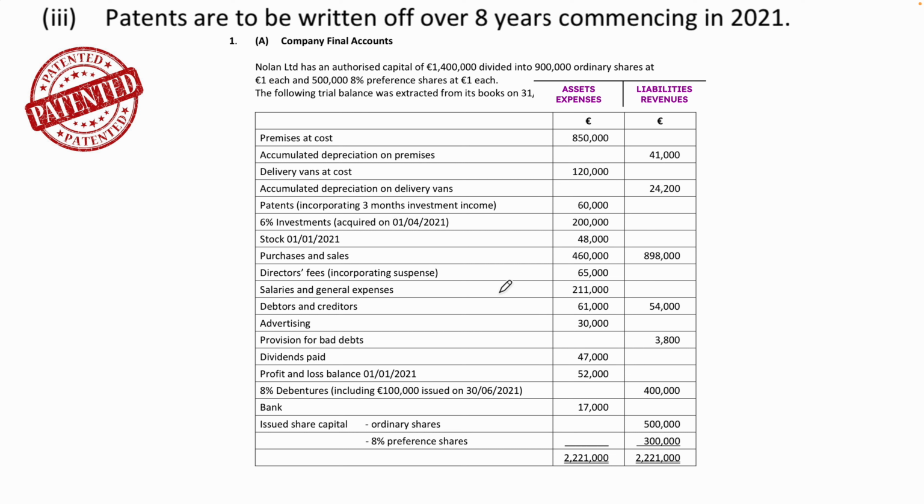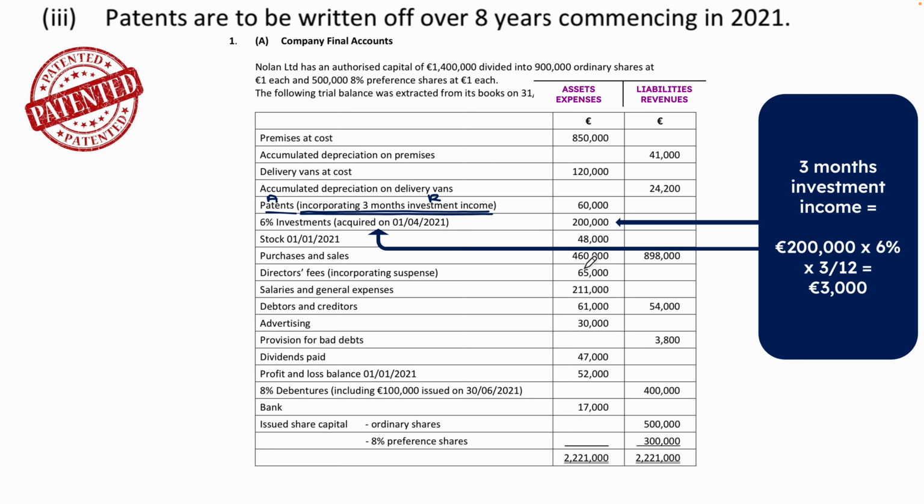So looking at our trial balance here, you can see that the patents incorporated 3 months investment income, which is completely silly because a patent is an asset account, whereas the investment income is a revenue account, right? Why did the bookkeeper put a revenue into an asset account instead of putting it into its revenue account? It should have put it into the investment income account. So that was really, really silly on behalf of the bookkeeper.